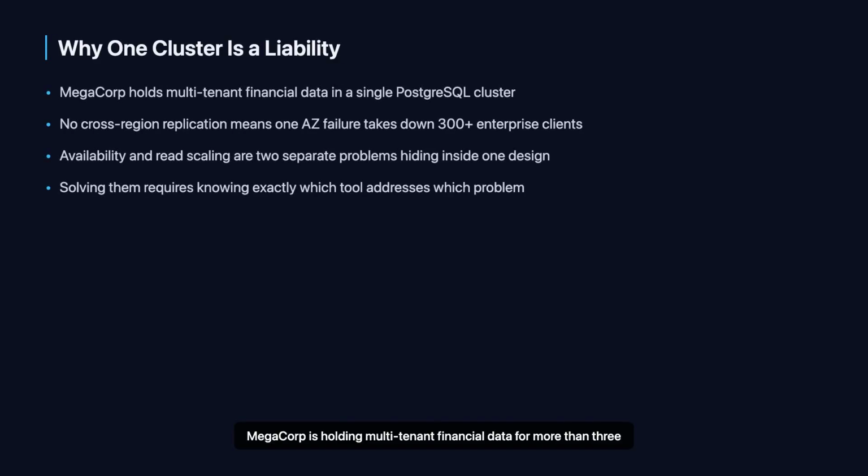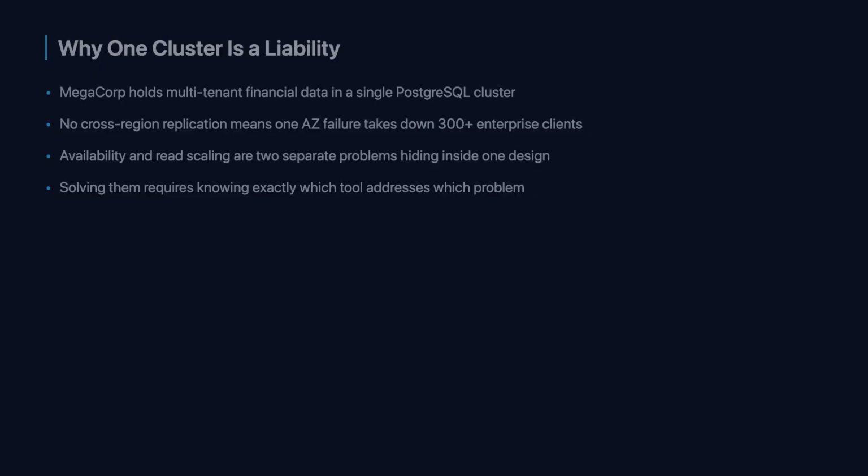Megacorp is holding multi-tenant financial data for more than 300 enterprise clients in a single PostgreSQL cluster with no cross-region replication. That's a single point of failure. One availability zone goes dark, and every one of those clients goes down with it. But look closer, and there are actually 2 separate problems hiding inside that one design. One is availability, surviving a zone failure. The other is read scaling, handling all the reporting load those clients generate. Solving them means knowing exactly which tool answers which problem.